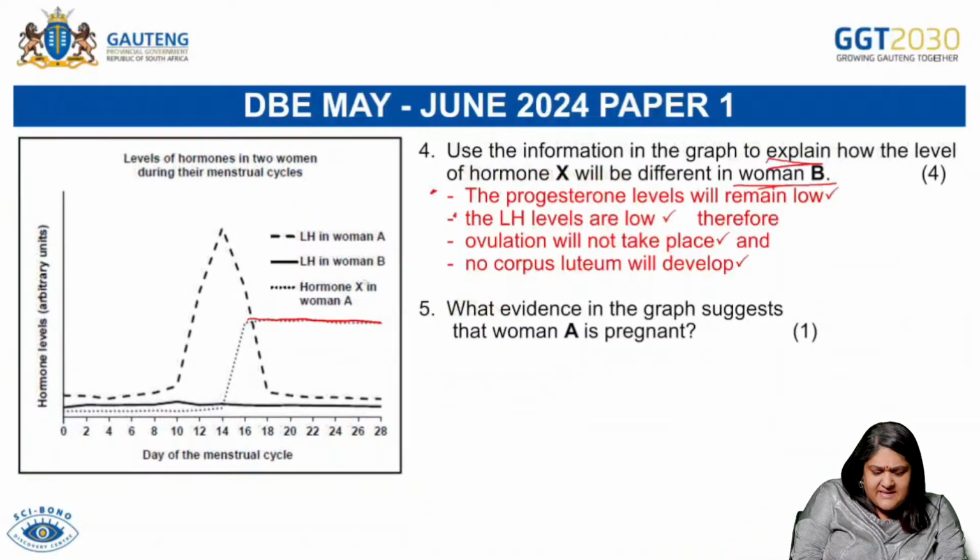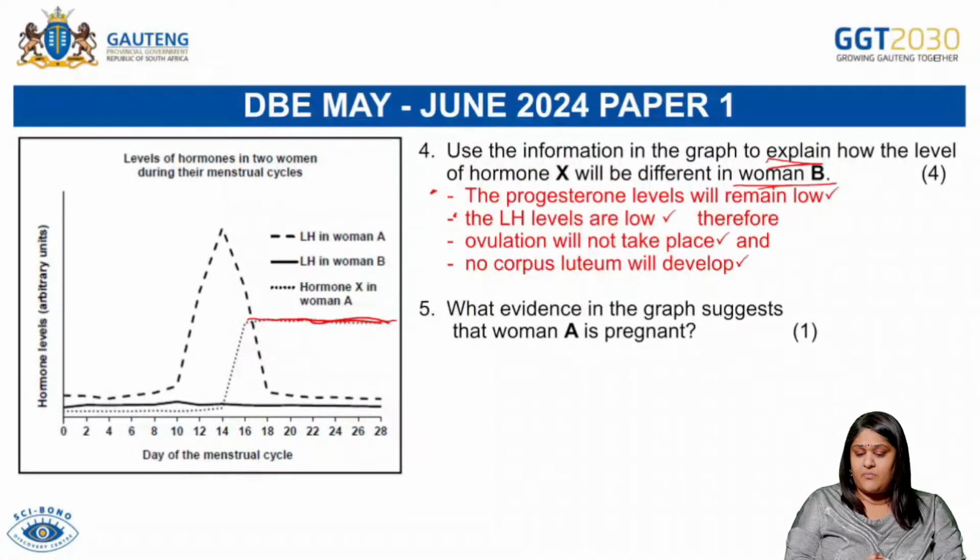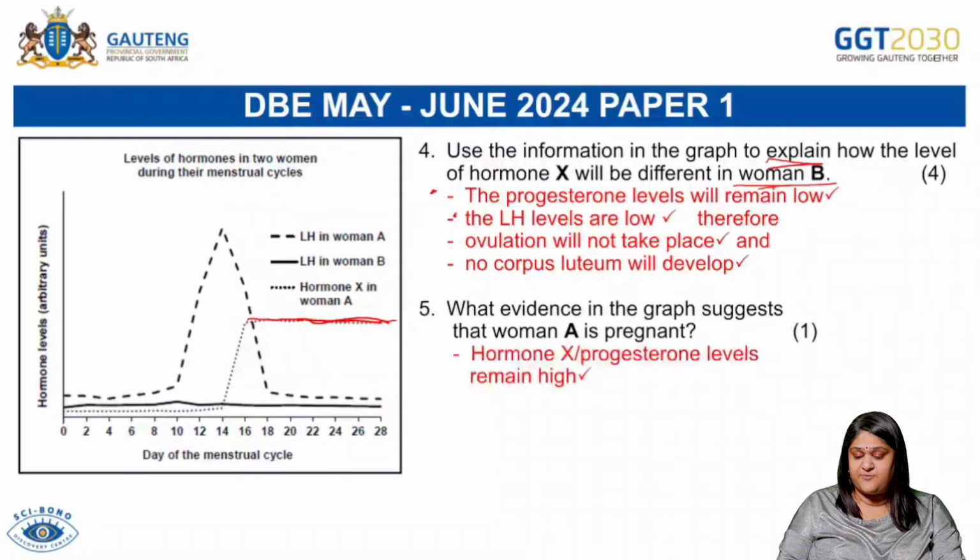But what's happening here now? From day 21 all the way through to day 28, and probably beyond, we have progesterone levels remaining high. Therefore, the woman is probably pregnant. And all you need to say is that progesterone levels remained high.